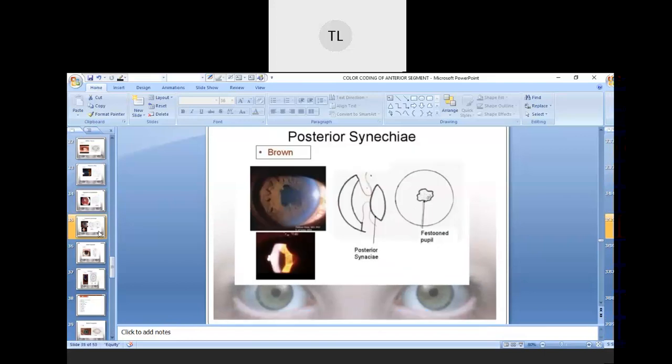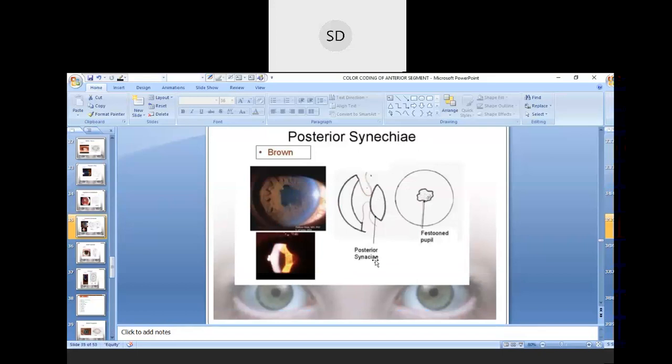So the next we have is the posterior synechia. Can anyone tell me what is a synechia and how many types of synechia we have? Abnormal adhesion between the posterior part of the iris and the anterior part of the lens, or the anterior part of the iris and the posterior part of the cornea, ma'am. There are two types of synechia, anterior and posterior synechia.